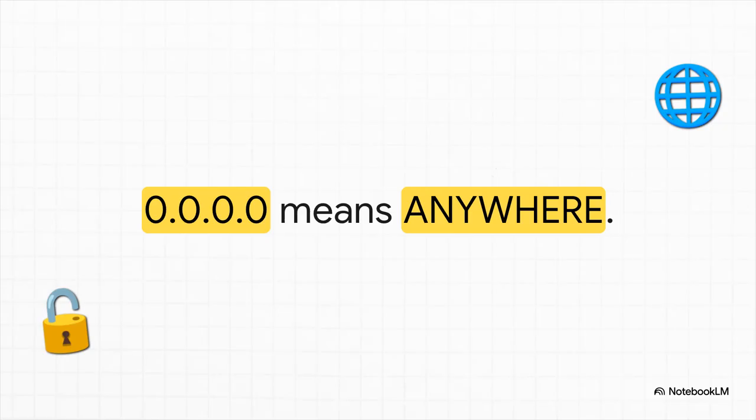So, if 127.0.0.1 means here, 0.0.0.0 means anywhere. Back to our house metaphor, configuring a server to listen on 0.0.0.0 is like unlocking every single exterior door and throwing open all the windows. If you're on public Wi-Fi at a coffee shop and your local server is bound to 0.0.0.0, anyone else sipping a latte on that network could potentially get into your server.